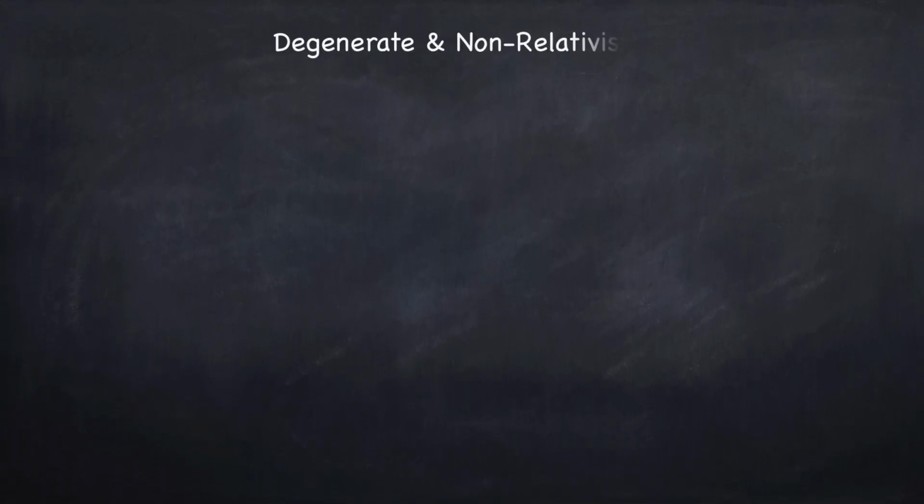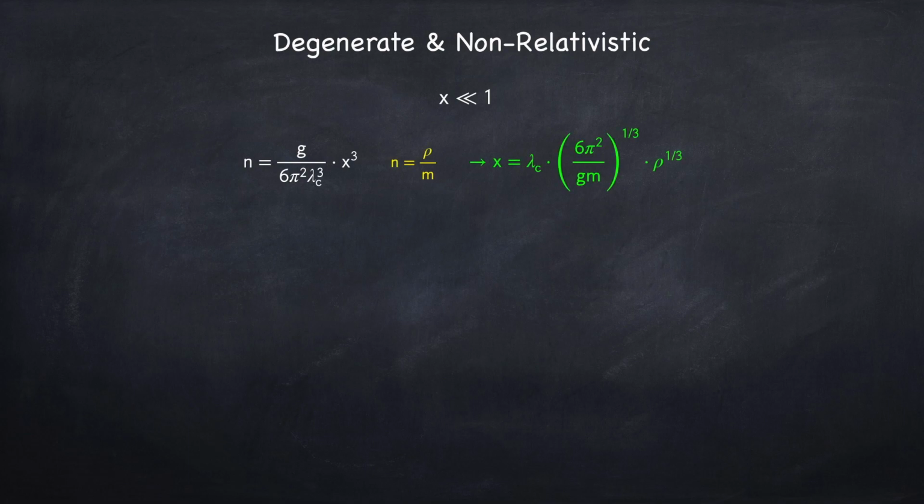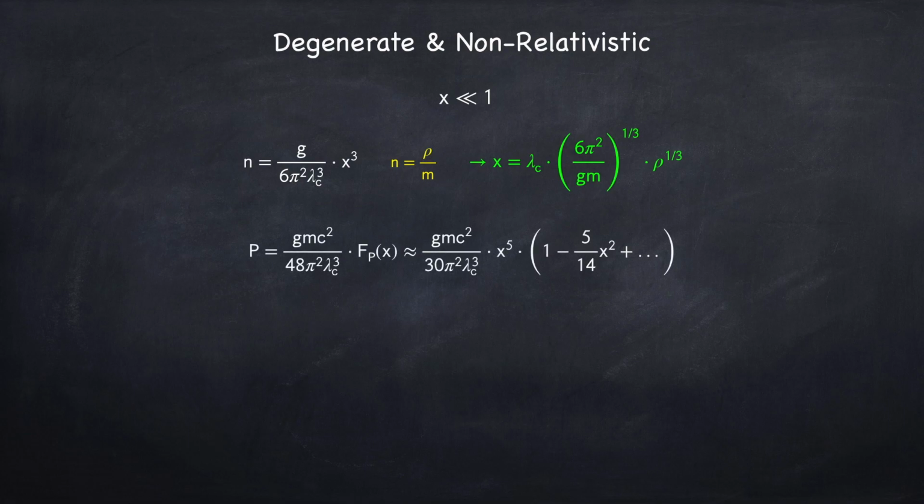Now let's take a look at non-relativistic degenerate matter. This time I'm taking the relativity parameter to be very small. The number density doesn't change. It's the same whether it's relativistic or non-relativistic. For the pressure in this case, we expand assuming that x is small, and we find that it's consistent with what we found in previous videos in this series. The adiabatic index for non-relativistic matter is 5/3.